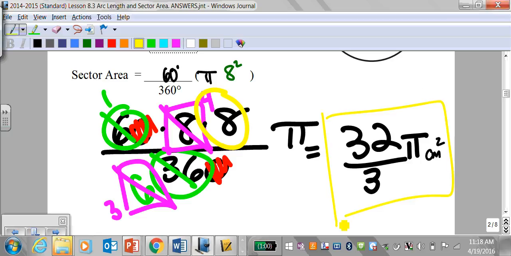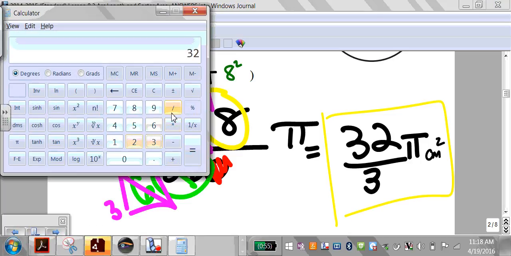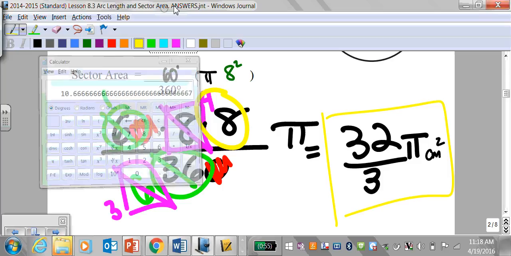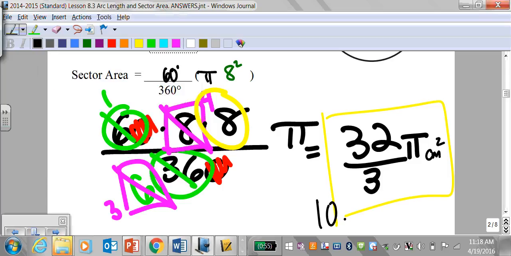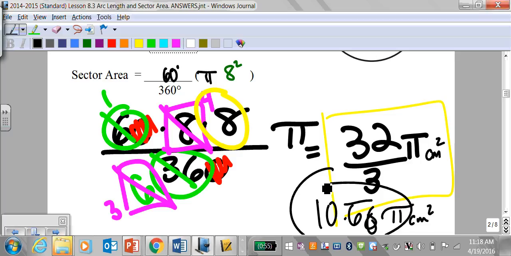What is a fraction? Oh, I know. Life is hard. Fractions. I mean, you could do this if you want. We could do, watch, 32 divided by 3, and I get 10.66 repeated pi centimeters squared. That works too.